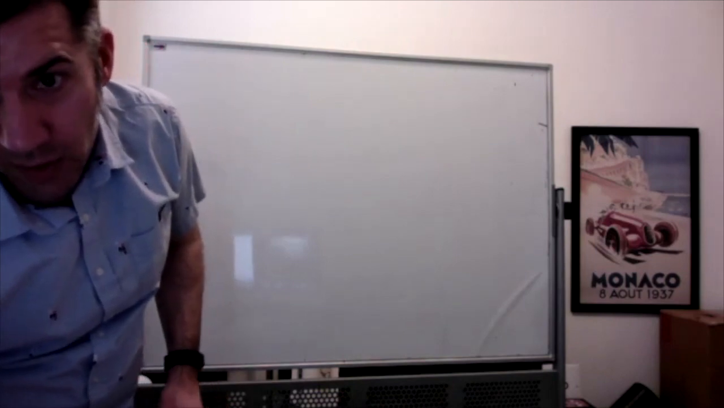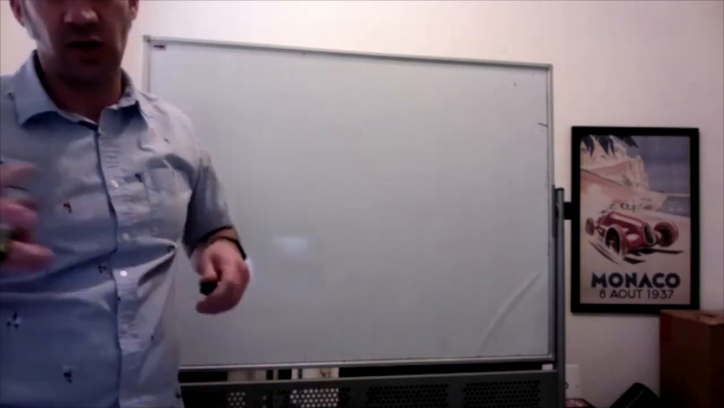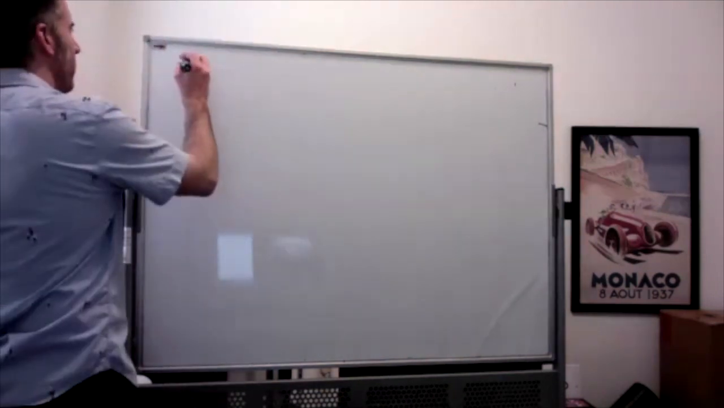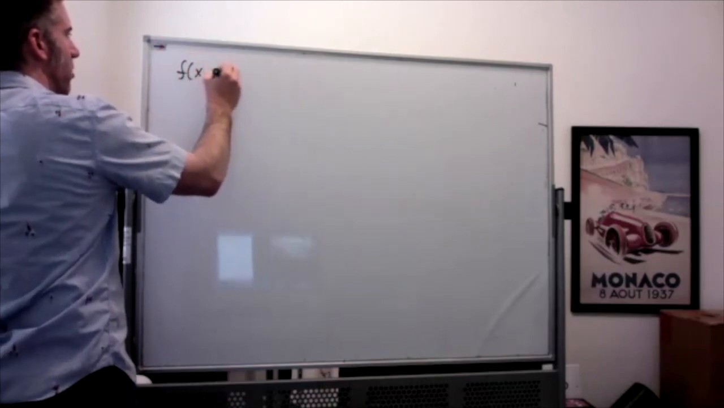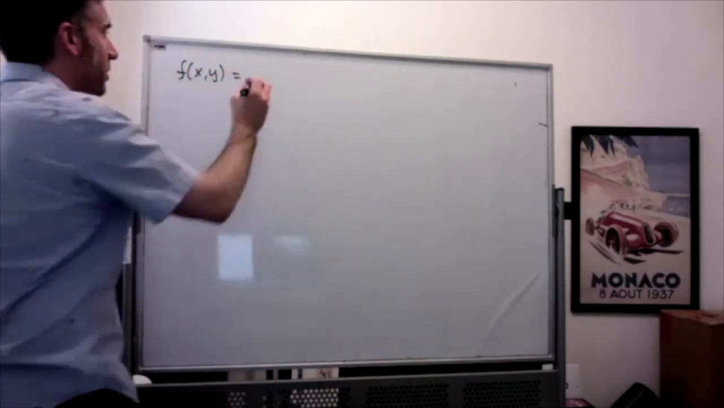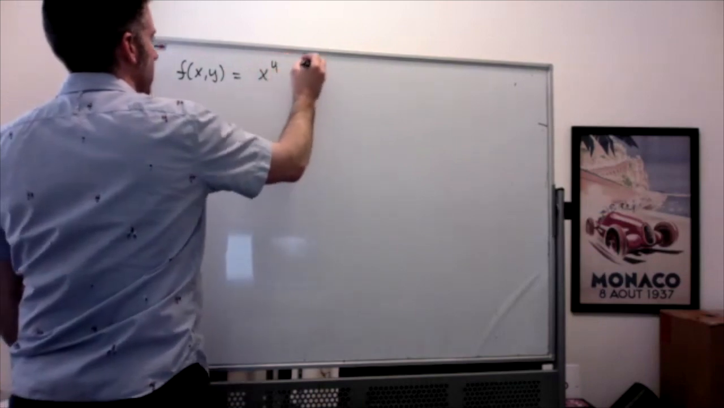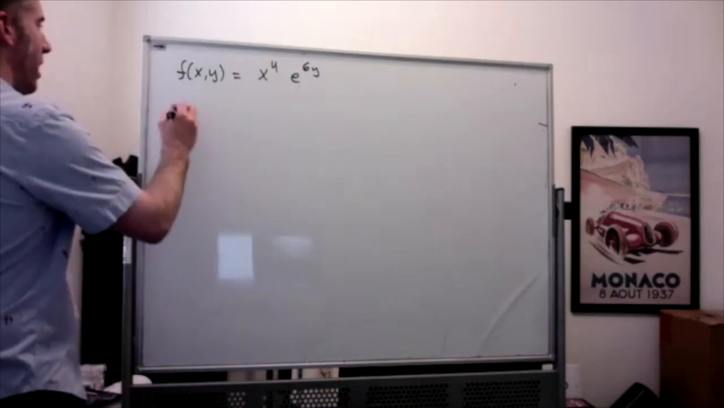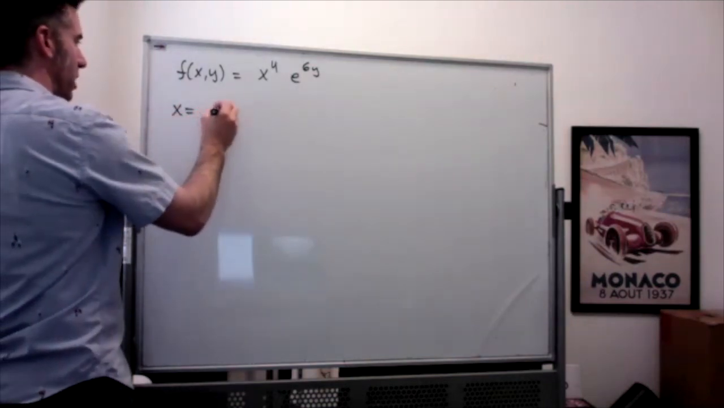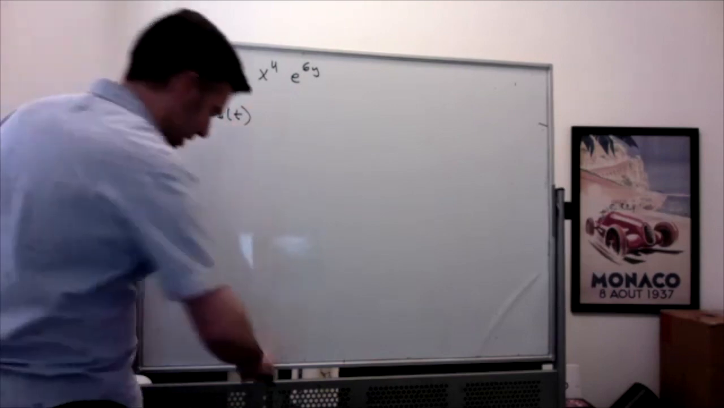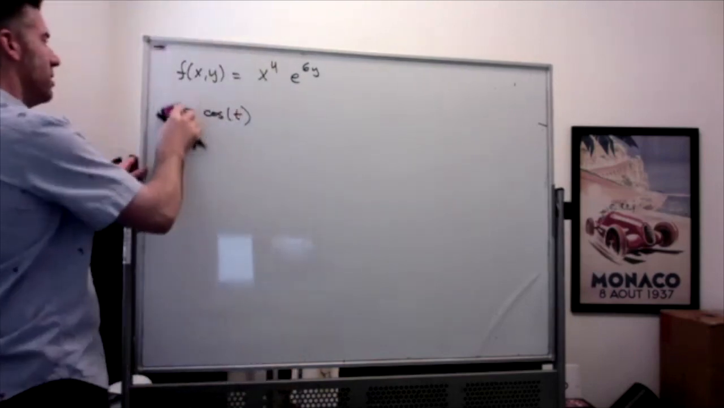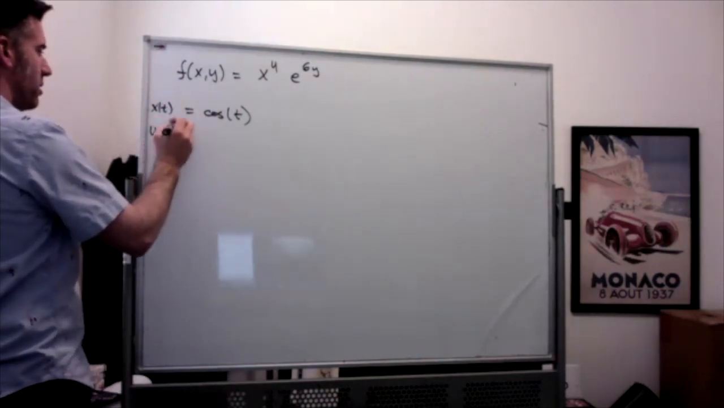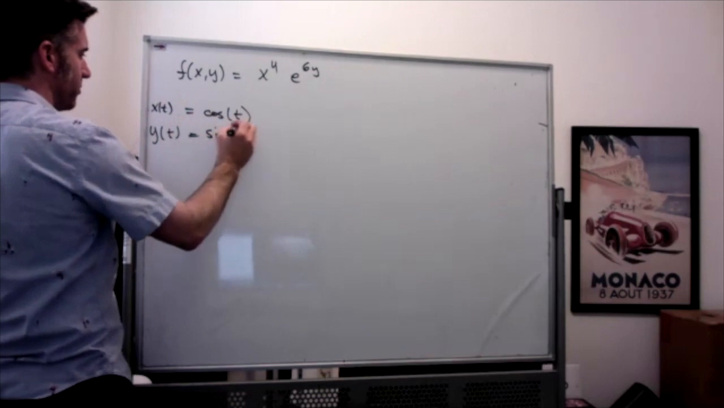So let's look at this next function. And we're going to do this one two ways. I'm going to kind of show you why we like the chain rule, maybe. So suppose your function f of x comma y is equal to x to the fourth times e to the sixth y. And we also know that x is cosine of t. Sometimes you'll write x of t, right? And y is equal to sine of t.